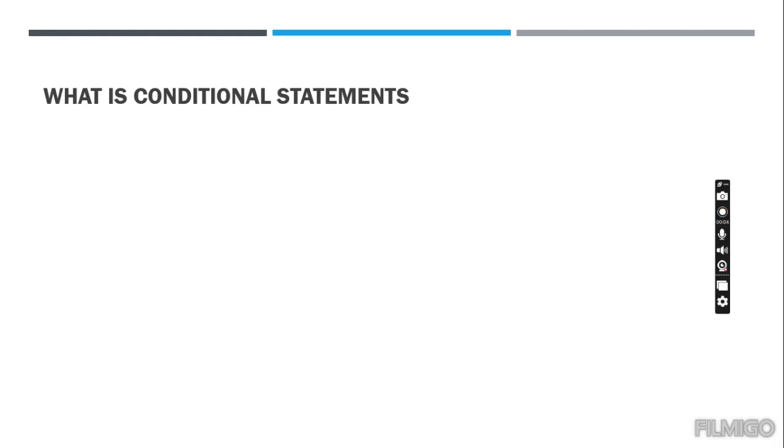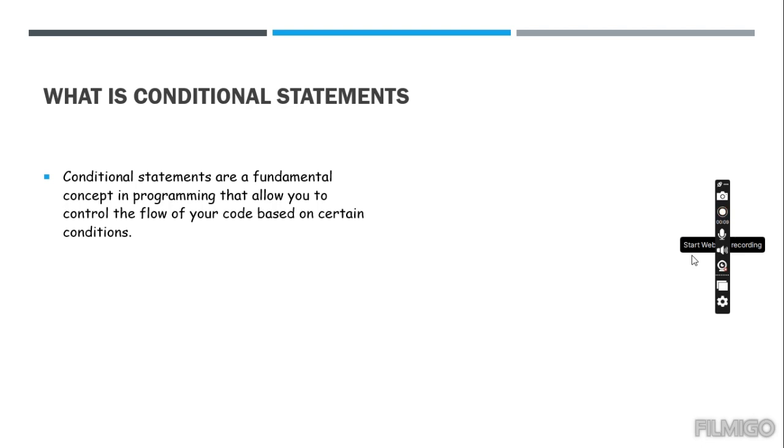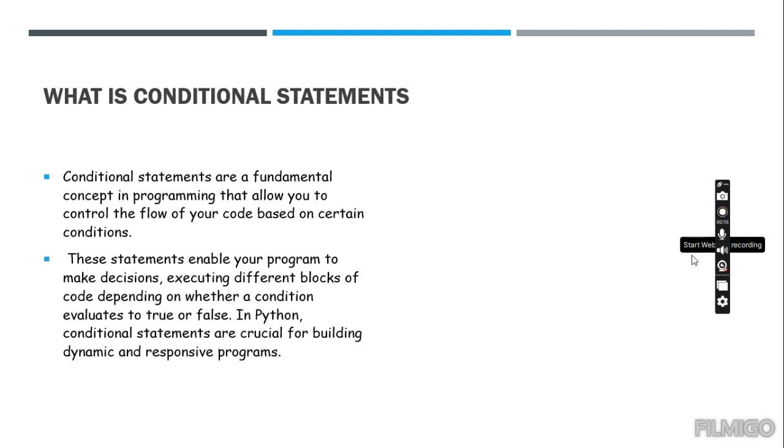1. Introduction to conditional statements. Conditional statements are a fundamental concept in programming that allow you to control the flow of your code based on certain conditions. These statements enable your program to make decisions, executing different blocks of code depending on whether a condition evaluates to true or false. In Python, conditional statements are crucial for building dynamic and responsive programs.